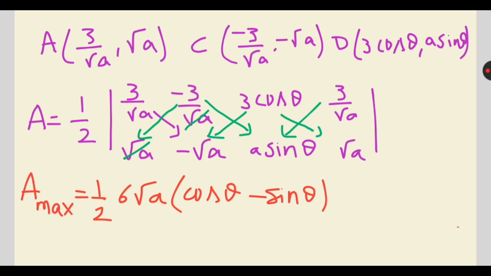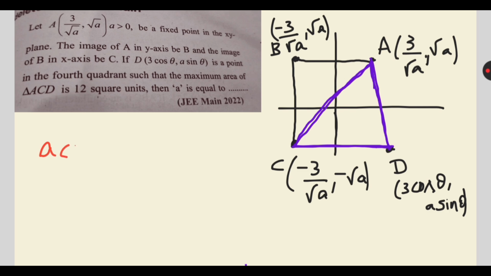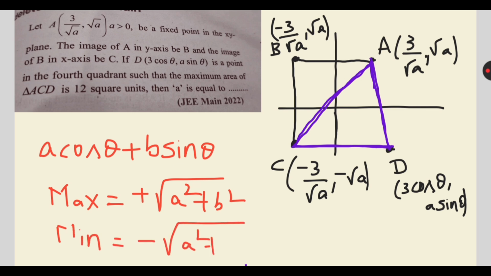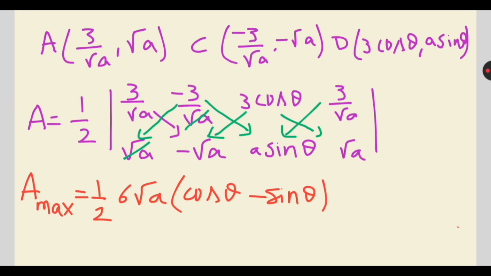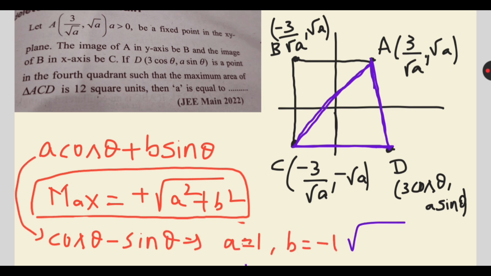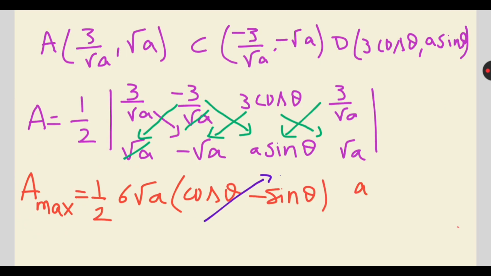How can you find the maximum? If we have a cos theta plus b sin theta, if you want to find the maximum, the formula is plus square root of a square plus b square. If you want to find the minimum, it is negative square root of a square plus b square. Here we need to find the maximum, that's why we need to take plus square root of a square plus b square. We have cos theta minus sin theta. That means after comparing these two, we can say that a value is 1 and b value is minus 1. If you do square root of a square, which is 1 square, plus b square, that is also 1 square, then we are going to get root 2. So the maximum of cos theta minus sin theta is root 2.